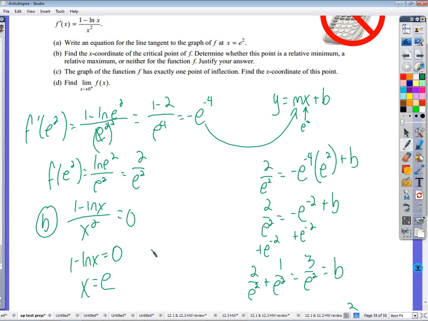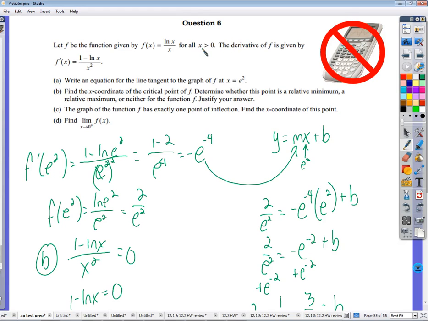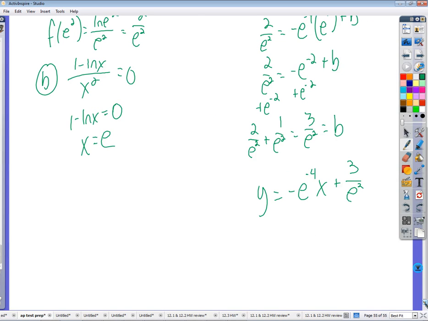So what's to the left of e? Zero is to the left of e, but you can't put 0 in. So how about 1? 1 is pretty easy. What's the natural log of 1? This is base e, remember, so e to the what is 1? 0. So 1 minus 0 over 1 squared is 1 over 1, which is 1. So the slope is positive. Now we're going to go to the right of e.